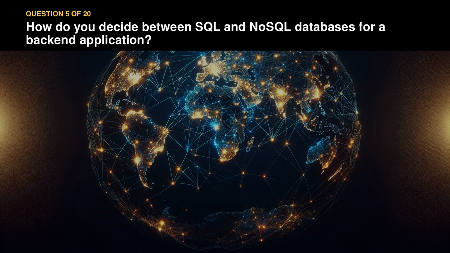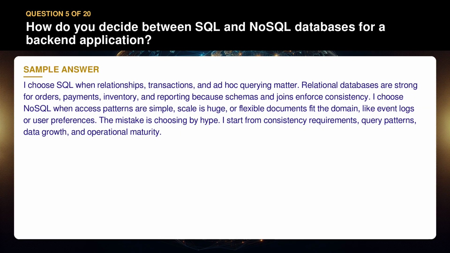Question 5. How do you decide between SQL and NoSQL databases for a backend application? I choose SQL when relationships, transactions, and ad hoc querying matter. Relational databases are strong for orders, payments, inventory, and reporting because schemas and joins enforce consistency. I choose NoSQL when access patterns are simple, scale is huge, or flexible documents fit the domain, like event logs or user preferences. The mistake is choosing by hype.